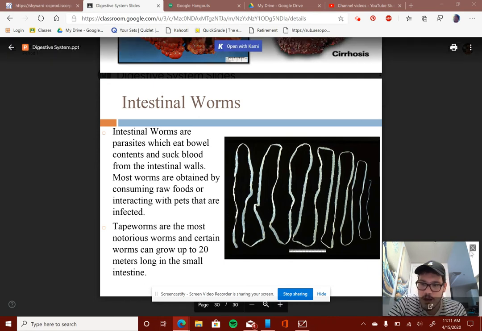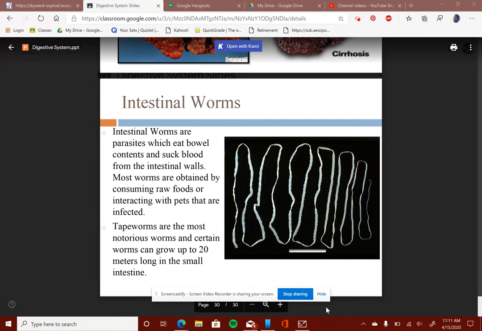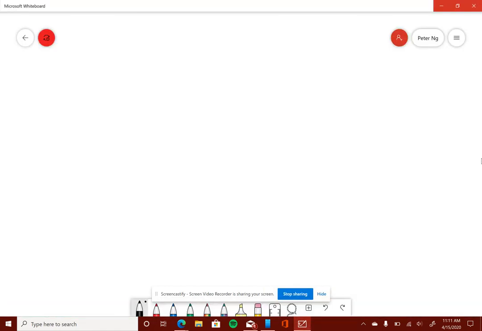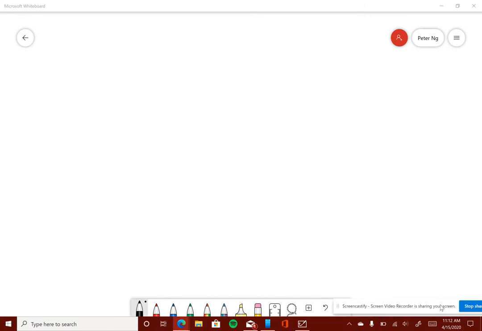All right, so I'm going to try to show you guys a little bit of a review here. So let me go ahead and see what I can do on my side. The only thing here that I'm going to do is just do my best to draw the different regions of the digestive system, just kind of understanding what the tract looks like, right? Okay, so let's see how this looks.